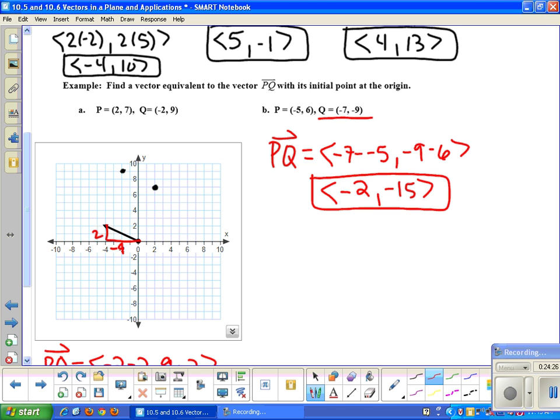And this would then be my vector at the origin. So that means we're going something like this. So we would have -2 this way, and then -15 would be down here. So the vector would look something like that, with the initial points. This will be the -2 and then -15.